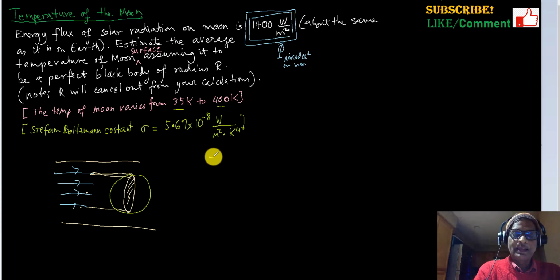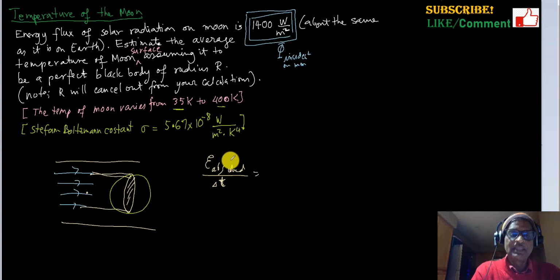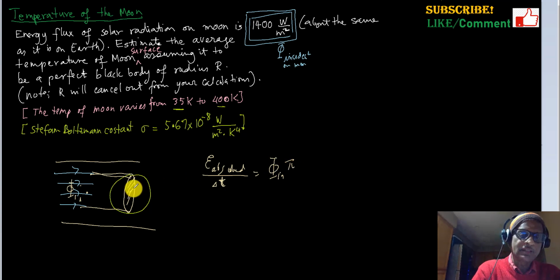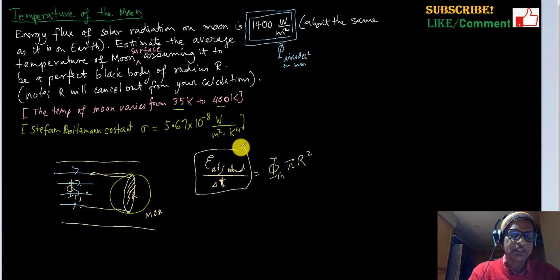So energy absorbed, we're going to say everything that hits gets absorbed, per unit time will be equal to this flux in, times pi r squared, where the radius of the moon is r. So that's the rate at which energy will be absorbed.